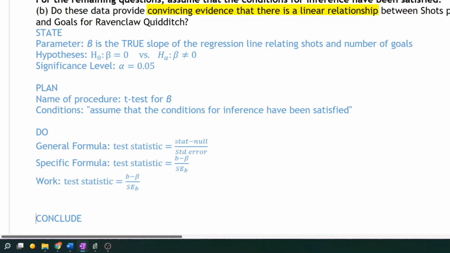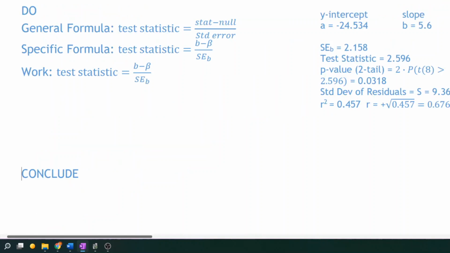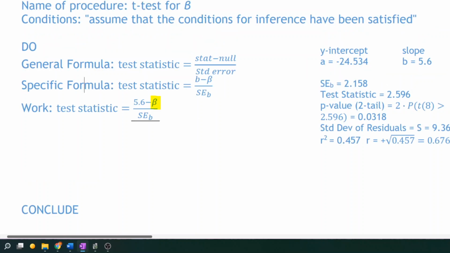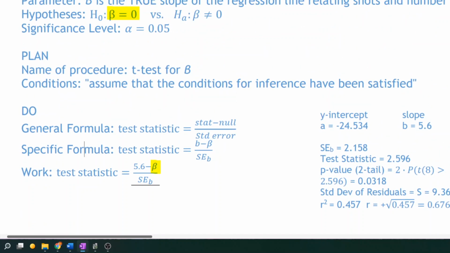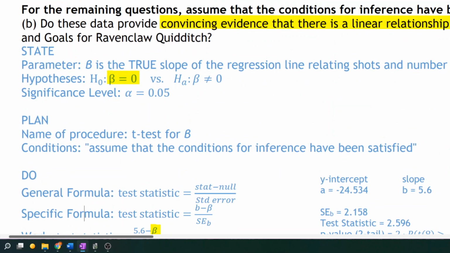Now for the work, we're going to go ahead and start substituting values in. Let's start substituting values here from what we figured out last time. b is 5.6. Beta equals 0. We can see that here from our hypothesis.